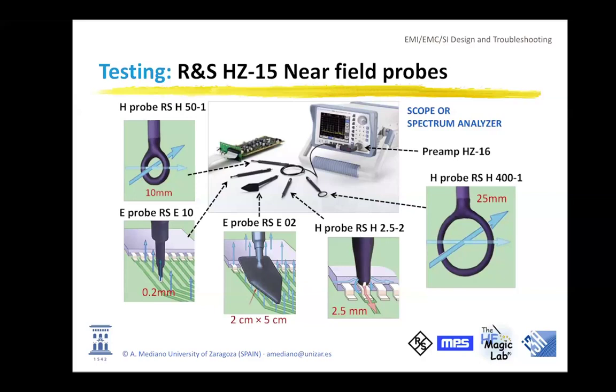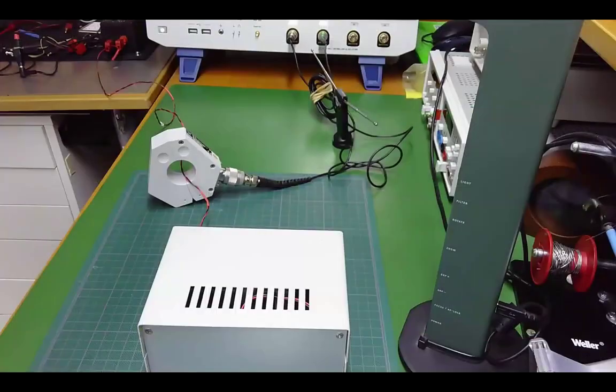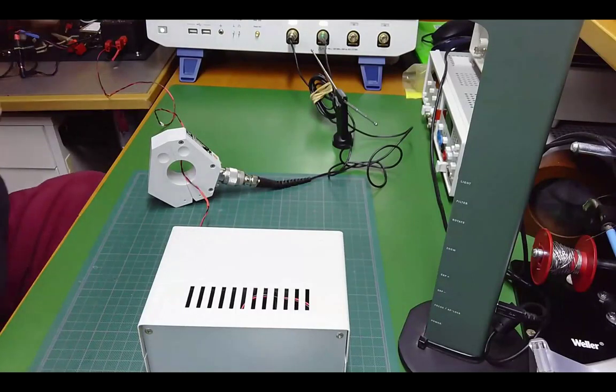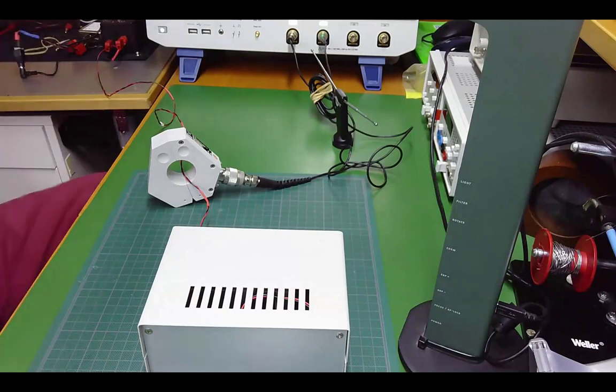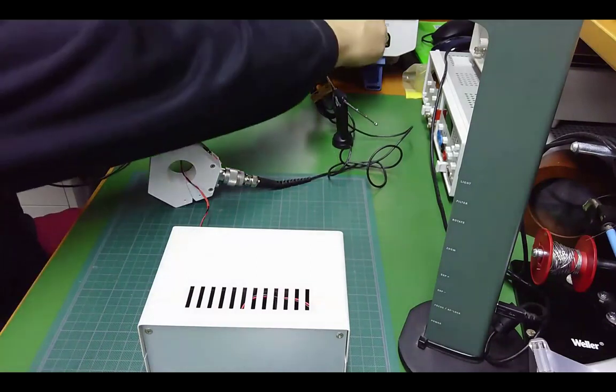So this is what we will try to do now. Let me show you the screen of the oscilloscope and now the picture. If we try to do this with a near-field probe, let me take this near-field probe here. It's a medium-sized loop, which I will connect to channel number 3.